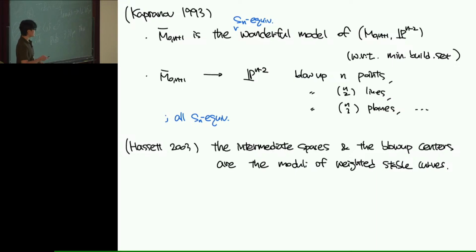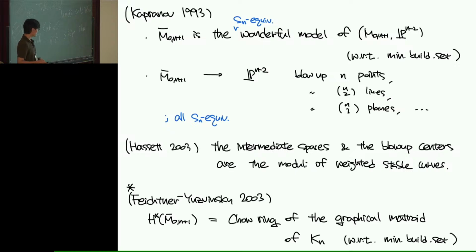So combining these two, in principle, we can compute the Sn representation on the cohomology of this space, not n plus 1. So we achieved that in our paper. But before moving on to the next page, I want to mention that this cohomology is the Chow ring of the braid matroid. So maybe this is already familiar to you. We're not going to use this fact, but I just wanted to point it out.